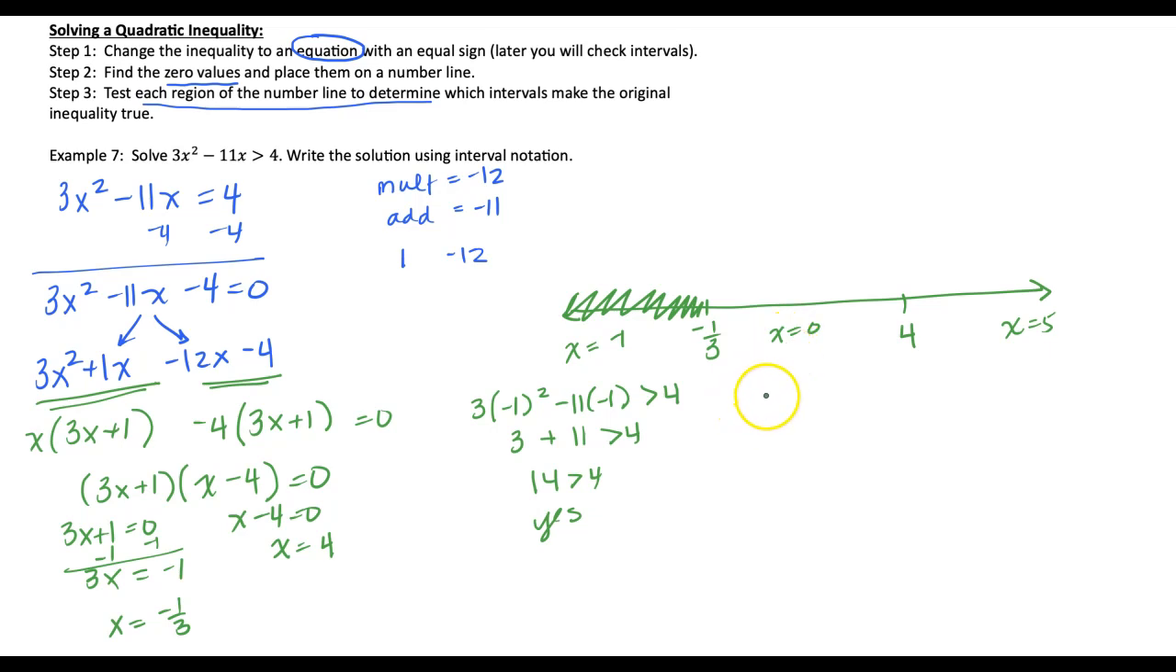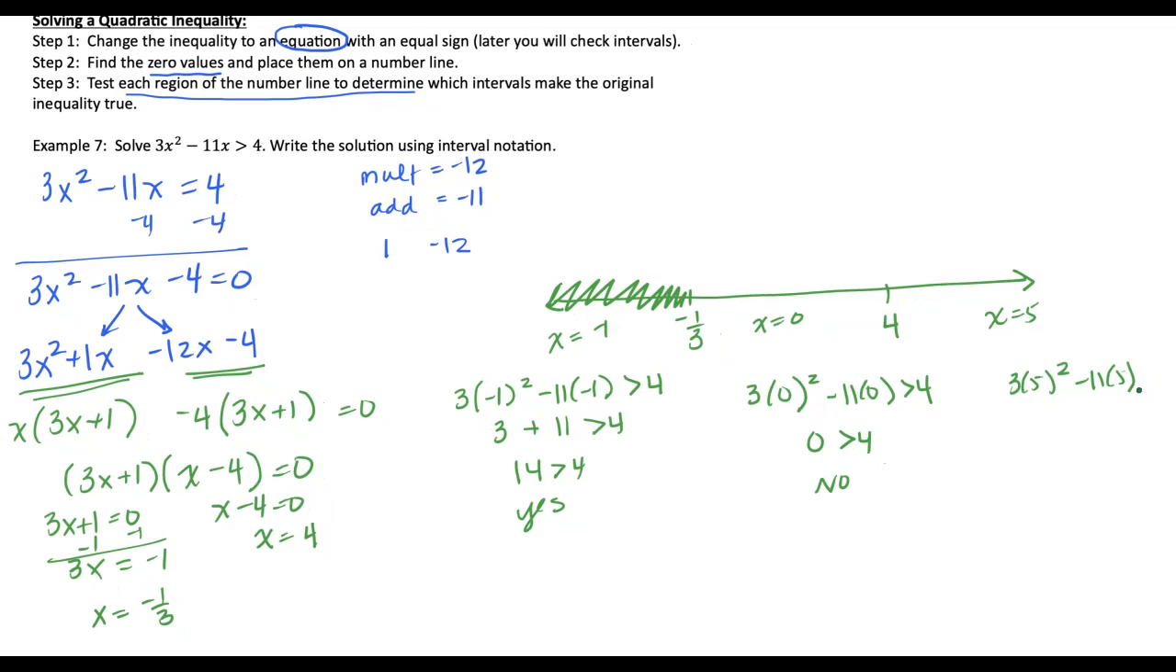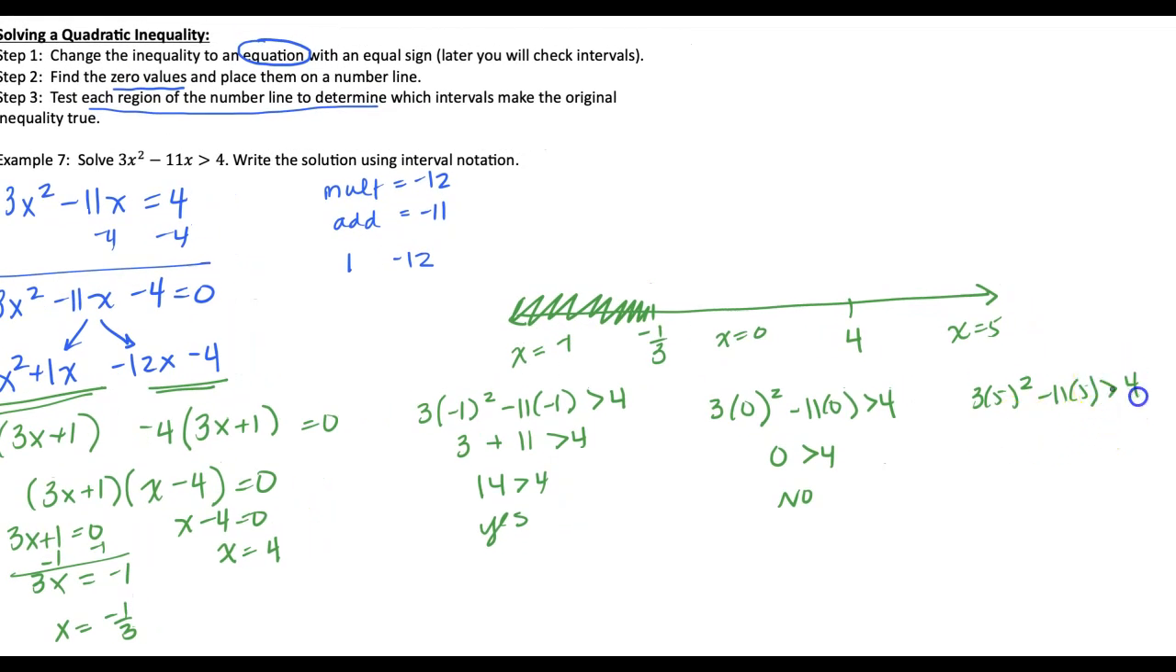In the middle at x equals 0, we have 3 times 0 squared minus 11 times 0. Is that bigger than 4? We basically end up with 0 on the left because we have 0 minus 0. Is 0 greater than 4? We get a no. Using 5, 3 times 5 squared minus 11 times 5. Is that bigger than 4? So 3 times 25 minus 55. 75 minus 55 is 20. And yes, that is bigger than 4, so we'll shade in that section.